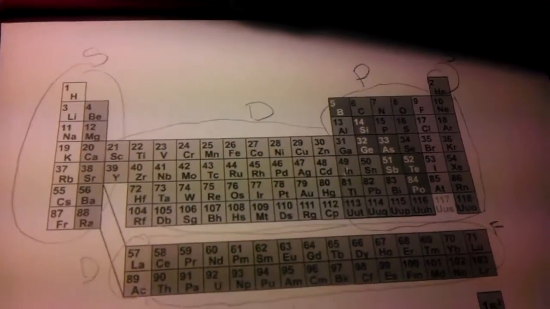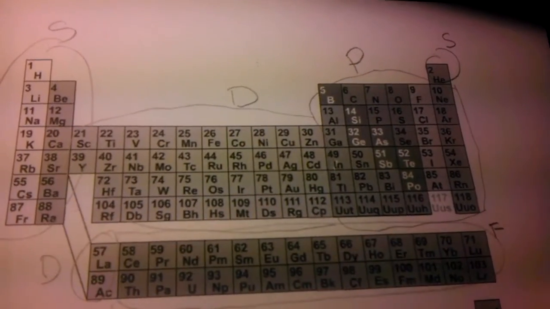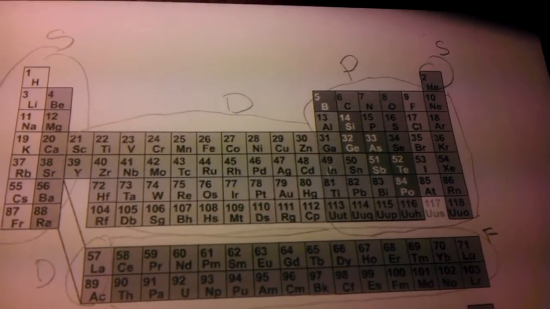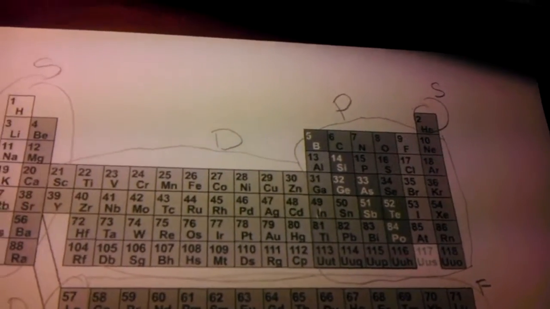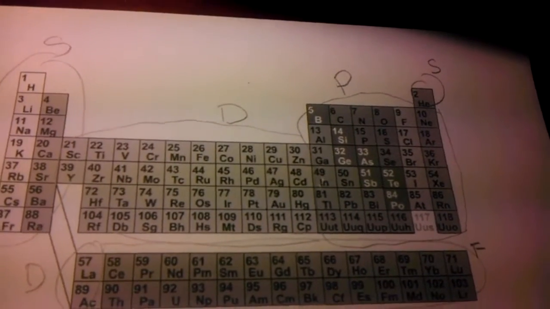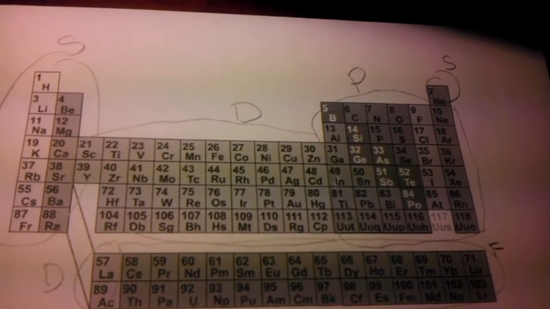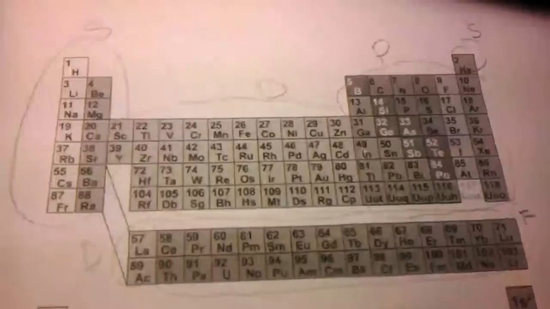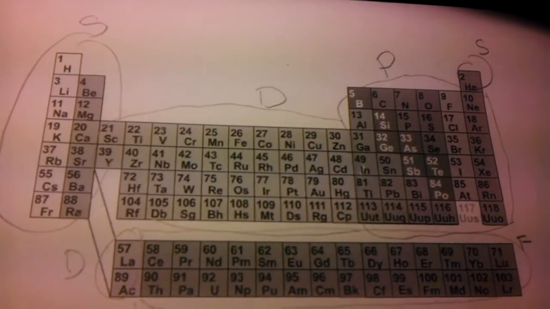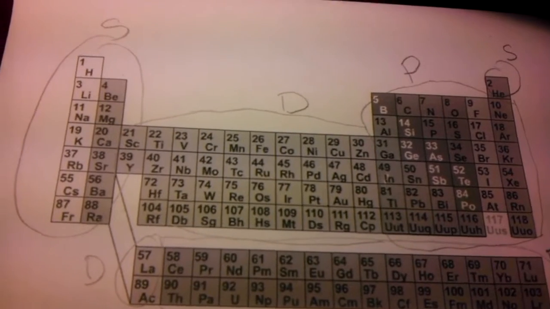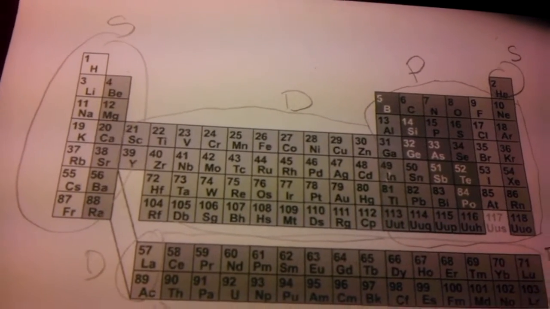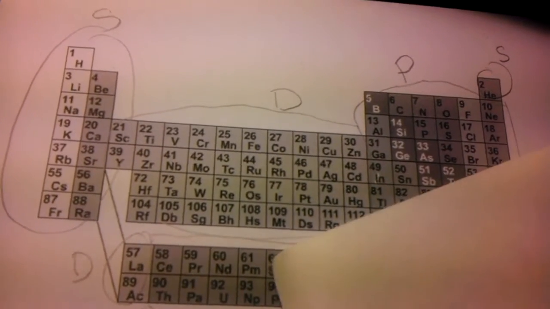Okay, and then I'm going to show you the easiest way to learn this. First we're going to go by the normal way to learn it, and then I'm going to simplify it even more. So imagine we're trying to find the electron configuration for oxygen.